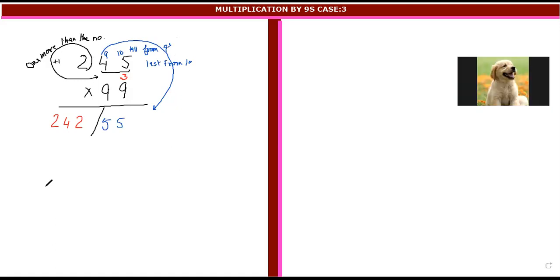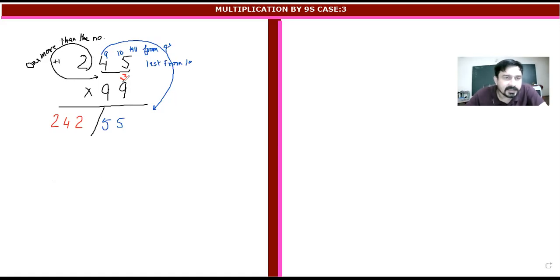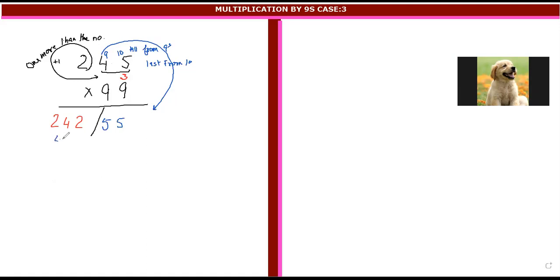Kapil sir, I did not understand the LHS. Okay, LHS says that count the number of nines and leave as many digits. The remaining number has to be increased by 1 and then subtracted from the whole number. So this is 245. Here there are two nines, so I have left these two digits. This 2 is increased by 1, so it becomes 3. And I have subtracted 3 from this number. Oh, okay. Now I got it. Thank you.